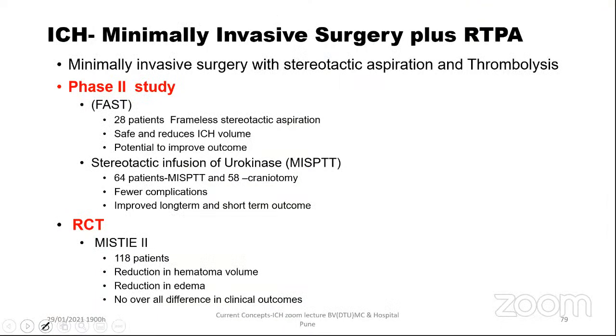So minimally invasive surgery with stereotactic aspiration and thrombolysis has been studied. Phase 2 FAST trial and MISTIE 2 trial. FAST is about 28 patients, and MISTIE is 64 patients. MISTIE 2 is 118 patients. Reduction in hematoma volume, reduction in edema, no overall difference in clinical outcome. That is very disappointing. What they did is stereotactic aspiration, and I put Actylis inside the hematoma.